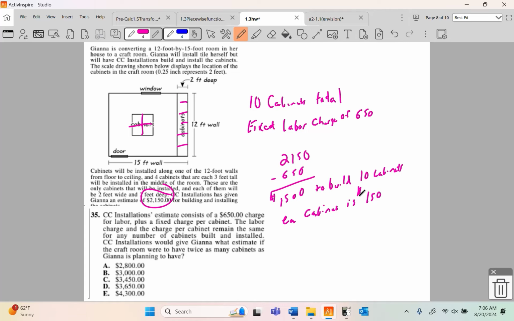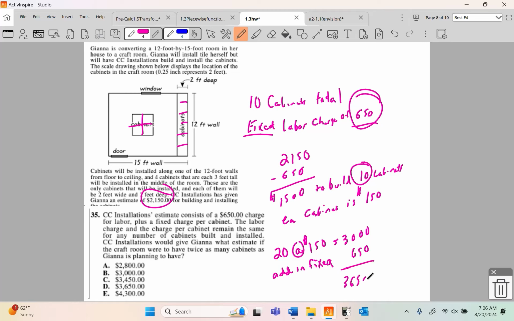Now we want to double the number of cabinets. And by the way, this is fixed. She's paying that $650 plus, all right? So if we double 10 cabinets, we now have 20 at $150 apiece, and that's going to be $3,000. And then we have to add in the fixed labor fee of $650, and we're sitting at $3,650. Or sorry, $3,650. I said that wrong.